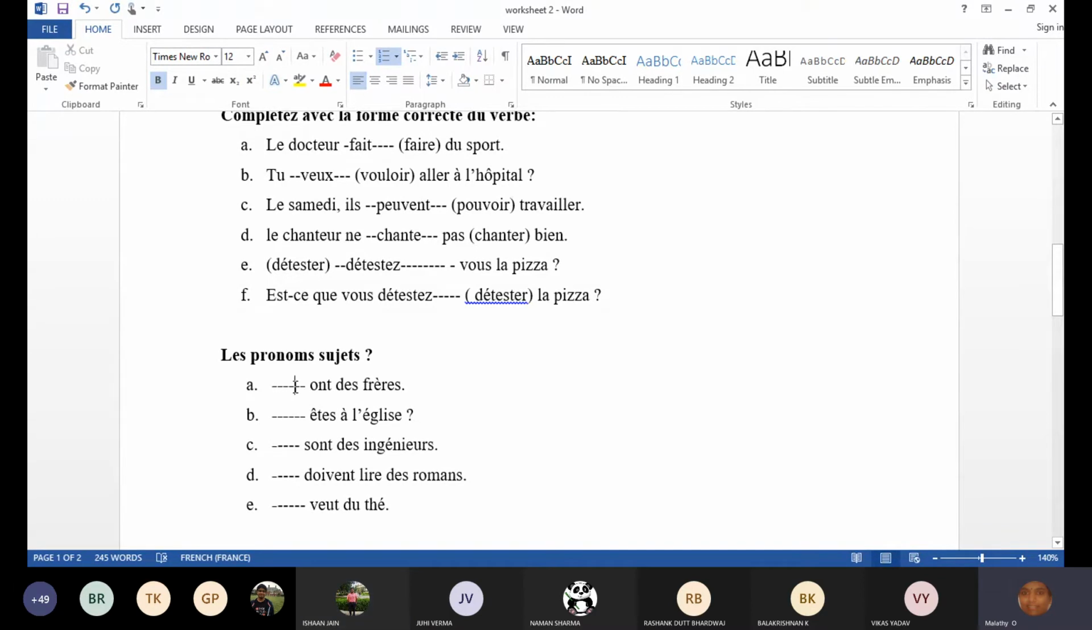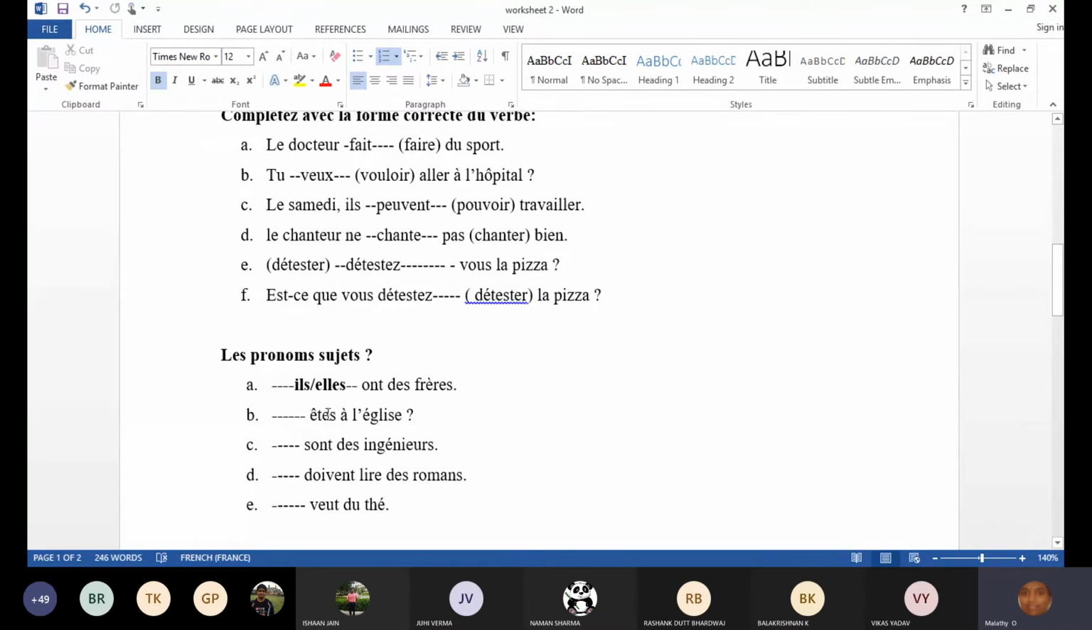So what would be the subject? Yes. It can also be the other one, right? Because for both plural it's the same form. So two answers are possible. It can be ils or elles, plural. And the next one, it's êtes.